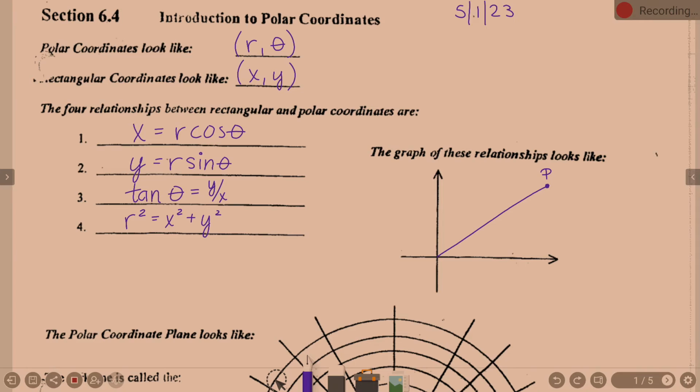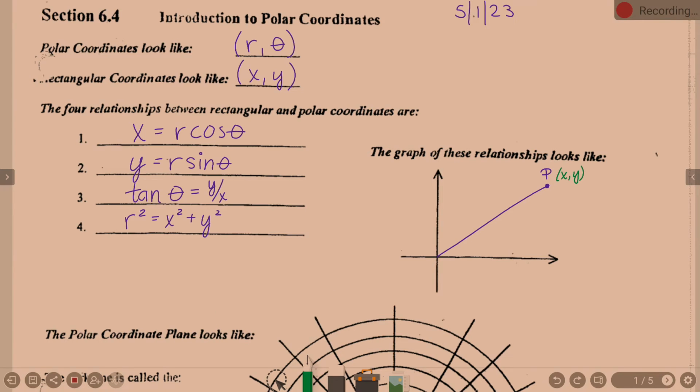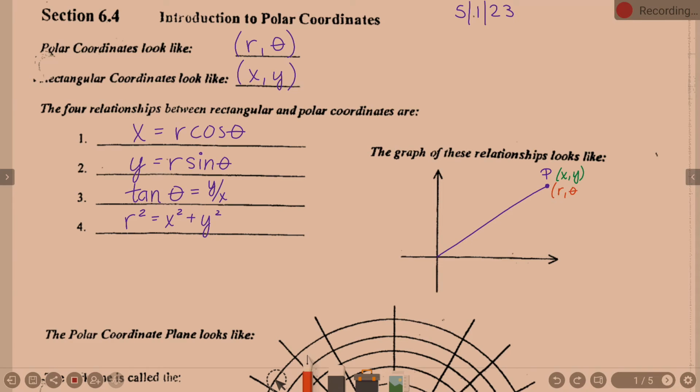Okay, so as we talk about this point, it can have two names for it, okay? It can have the name x, y, which is what you're used to, yes? But when we talk about this in polar coordinates, this same point is the point r comma theta. Okay? So we can talk about it in both ways.